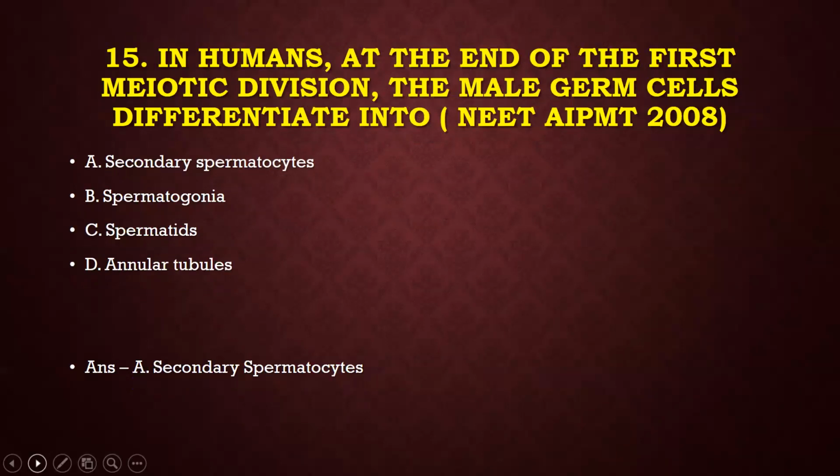In humans, at the end of the first meiotic division, the male germ cell differentiates into, this was asked in the 2008 question paper. Option 1, secondary spermatocytes, spermatogonia, spermatids, and annular tubules.